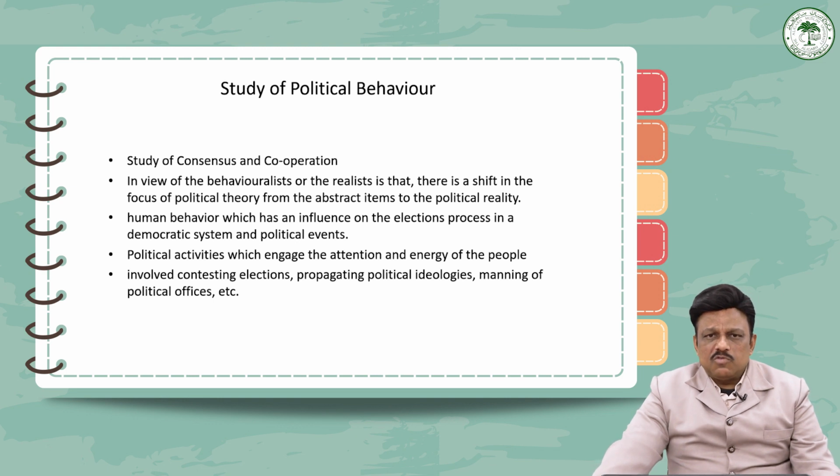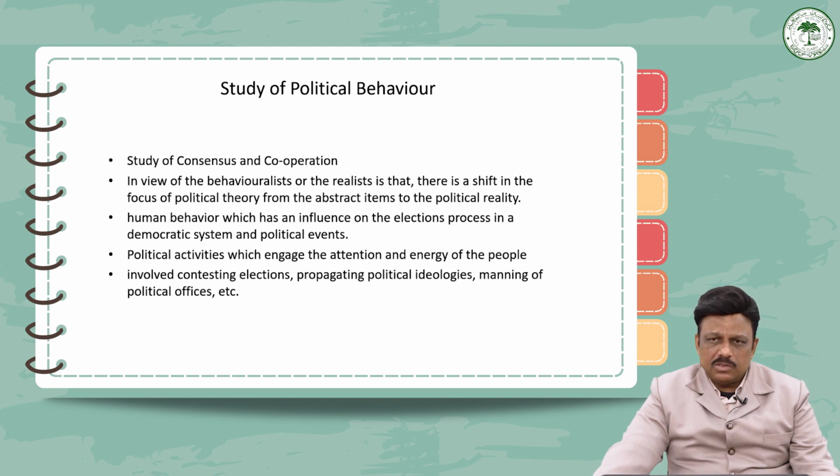Another aspect of the scope of political theory is the study of political behavior. So political behavior involves, along with that, the study of consensus and cooperation. Now, the political behavior of individuals that we come to study in politics is a realistic aspect, because it gives a shift to politics from the abstract to the reality. So it studies human behavior, which has an influence on the election process in the democratic system and political events.